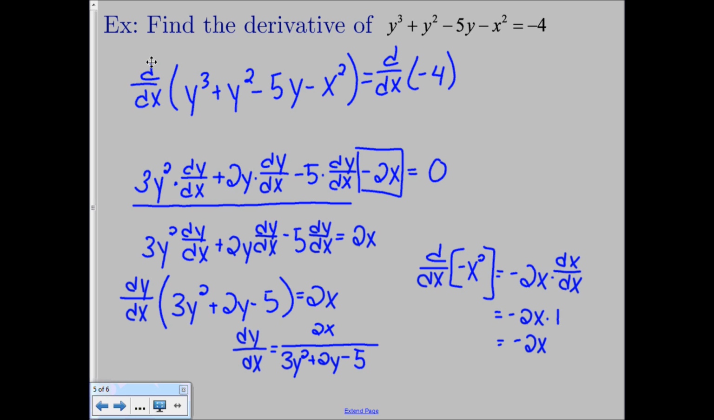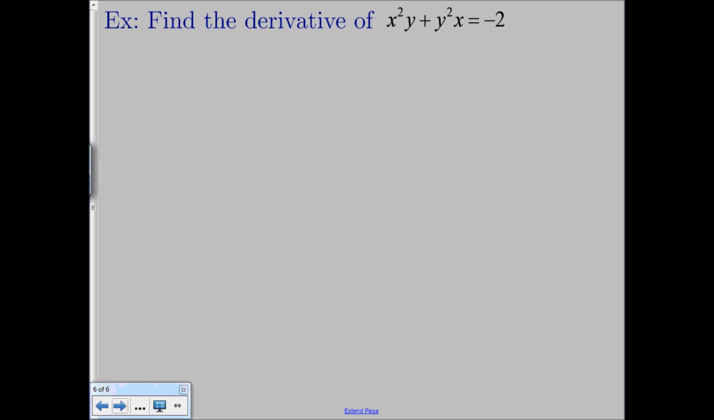Okay, so that was a fairly simple and straightforward example since we didn't have any x and y terms mixing together. So now let's try an example where they do mix together. So that first function that was shown during this presentation, x squared y plus y squared x equals negative 2. So again, we're going to start out writing our derivative out. So we're going to do d/dx of x squared y plus y squared x equals the derivative, or d/dx, of negative 2.